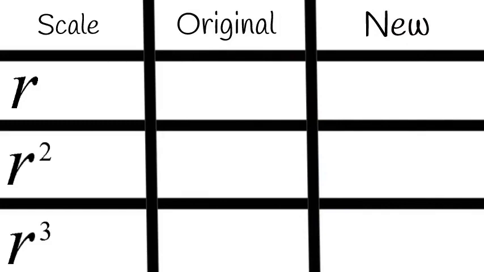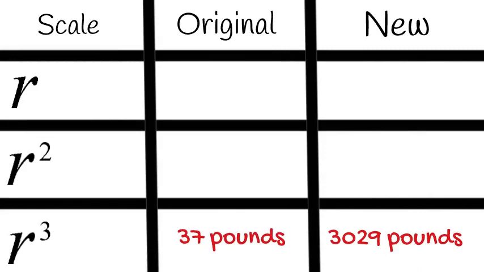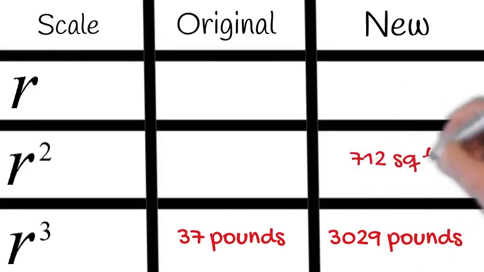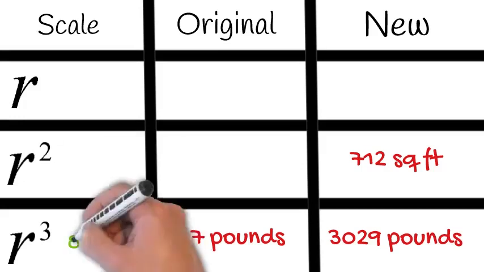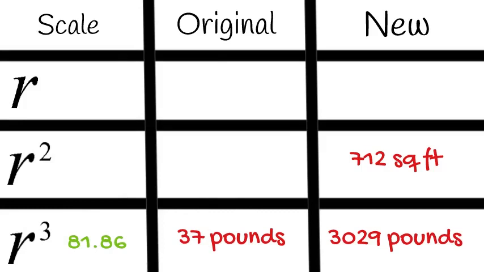Here's a somewhat more complicated problem. We're going to start with our chart that has a scale, original, new, and the r squared, r cubed. Let's say the new item is 3,029 pounds and the original item is 37 pounds. And let's just assume that the new item has an area of 712 square feet. Now we want to find out what the scale factor is. So we're going to find the r cubed because that's the one where we already have two pieces of data. And to find r cubed, we just take 3,029 divided by 37. And that's 81.86.